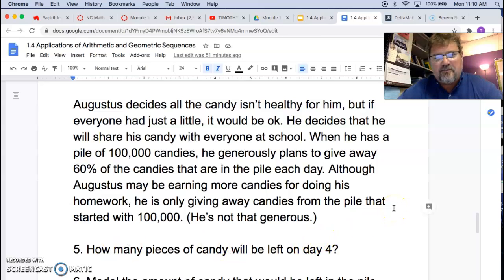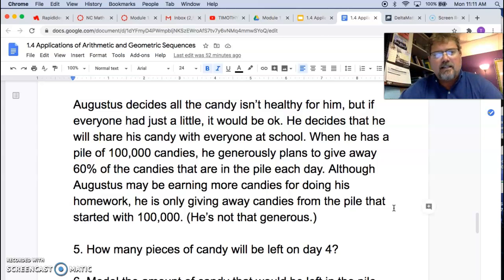Hey everybody, welcome back to finally part 3 of talking about these sequences in context. Here we are with Augustus again. We're going to talk about a different problem. And not saying it's really complicated, but it's a little bit different, okay? So let's read this thing and see if we can get our heads wrapped around it.